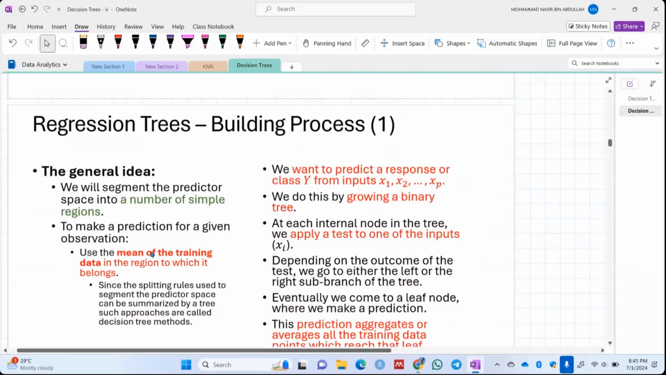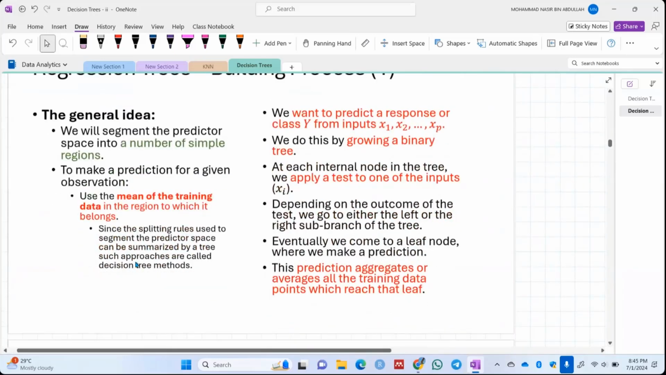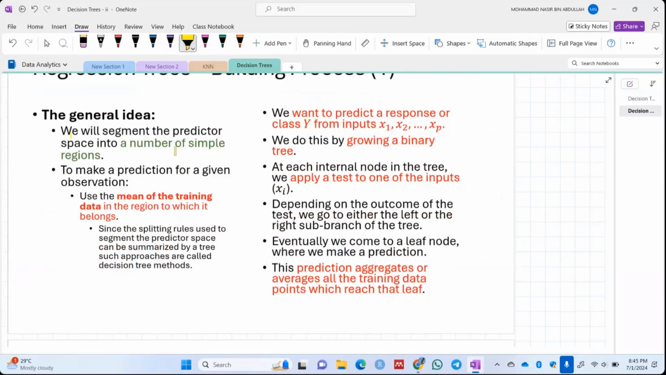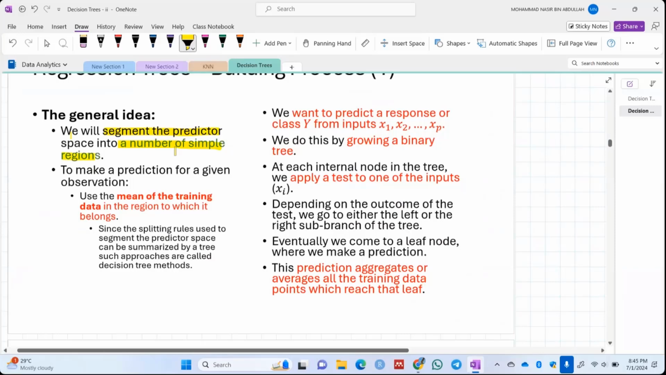Regression tree building process. As we discussed just now, there are two parts that we're going to discuss in this decision tree: regression tree and classification tree. First part, regression tree. What is the process? First, we will segment the predictor into a number of simple regions, and then we will make a prediction based on the mean of the training data in the region to which it belongs.